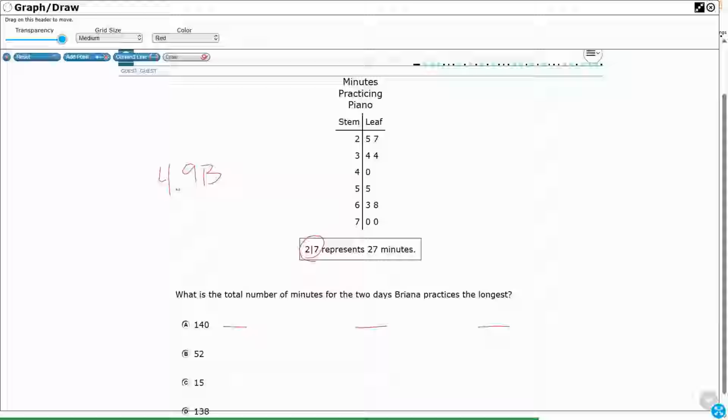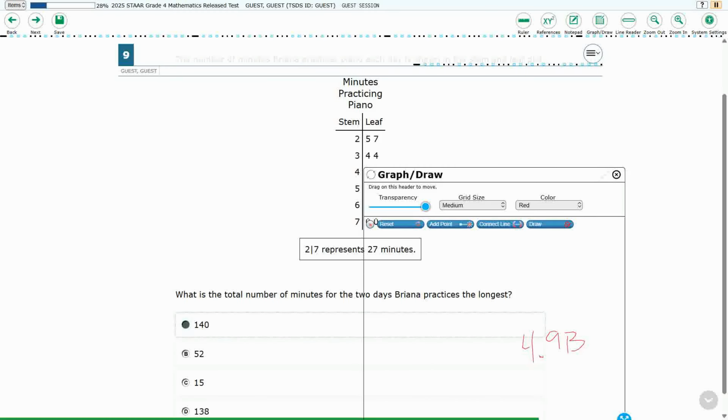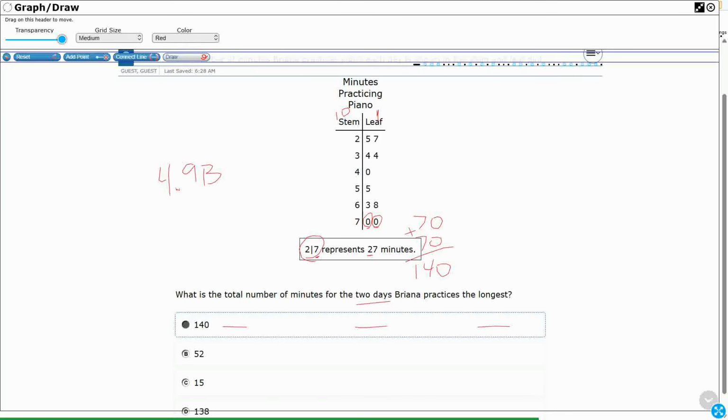Here's our key. The 2 on the stem is going to be this 2 here. So this is going to be our tens place. And then the 7 is the leaf. That's our ones place. So pretty standard. What are the 2 longest? Well, each of these leaves represent a different number. So each of those numbers are going to be represented there. I've got a 70 and a 70. And so I'm just simply adding 70 and 70 because I need the 2 longest days. And there I go. I've got 140. So pretty simple. We can do that addition in our head.